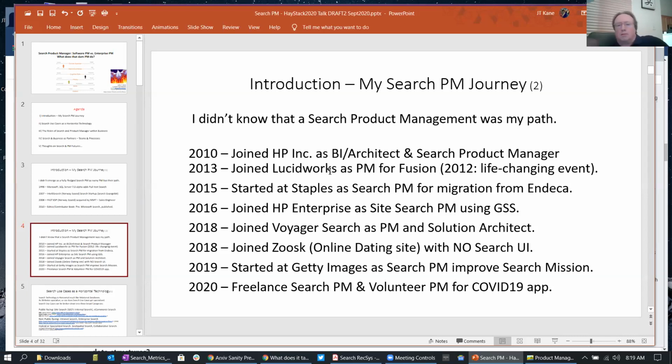I'm not going to go through a lot of the details of these different positions, but I'm going to talk about one thing from each of them that I learned as a product manager as I move forward in my career. One of the interesting things at Staples is that they were doing an online proof of concept. So they were trying to get off of Endeca and move on to 2 other platforms.